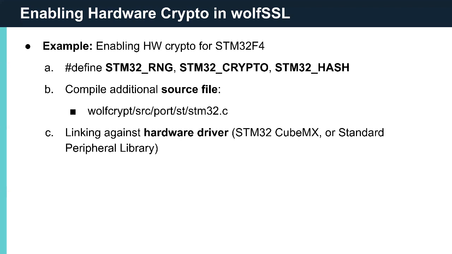So if we take an example, enabling hardware crypto for an STM32F4, you would define either STM32 RNG, STM32 crypto, or STM32 hash, or you could define all these if you wanted the RNG enabled, the symmetric algorithms enabled, and the hash message digest enabled. You would need to compile in one additional source file, the wolfCrypt source port stm32.c, and then link against one of ST's hardware drivers, depending on your platform, either the STM32 CubeMX or their standard peripheral library.